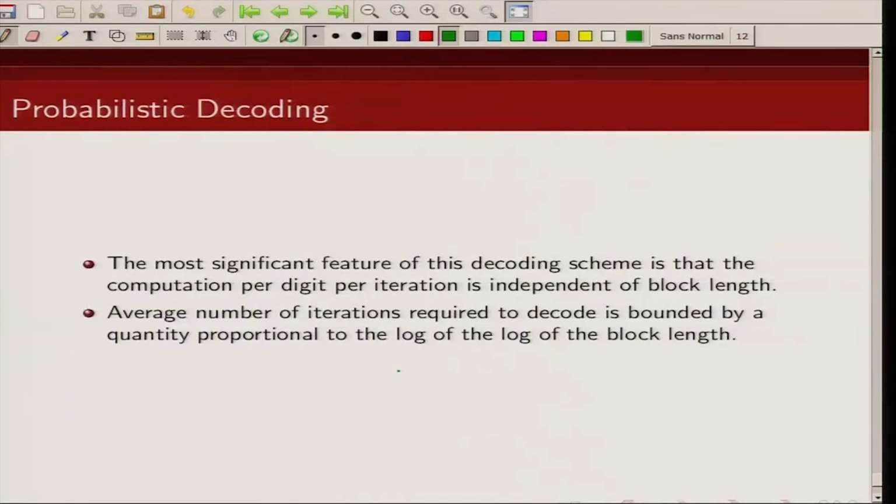So, with this we will conclude our discussion on probabilistic decoding of LDPC codes. Thank you.